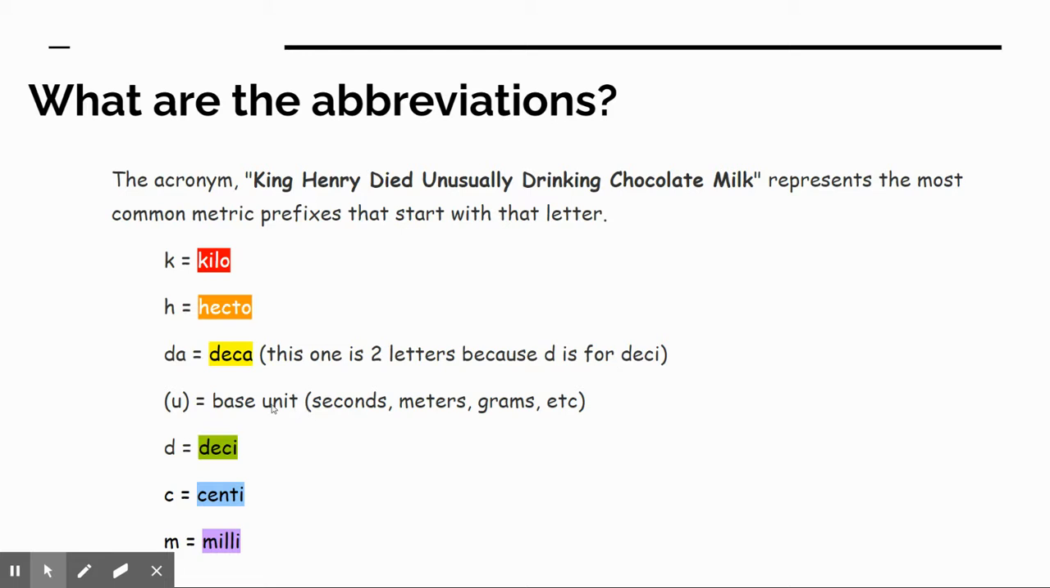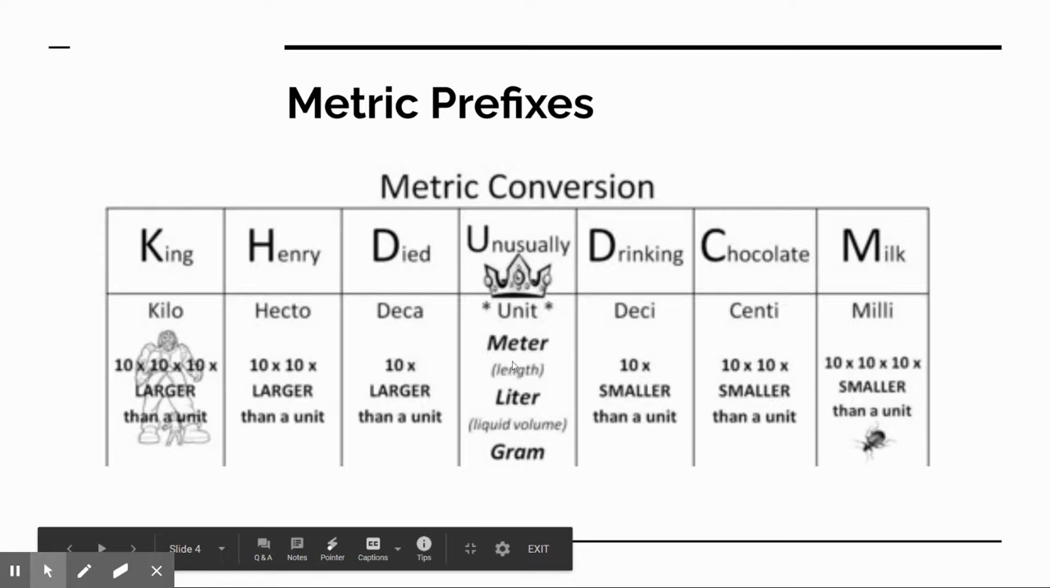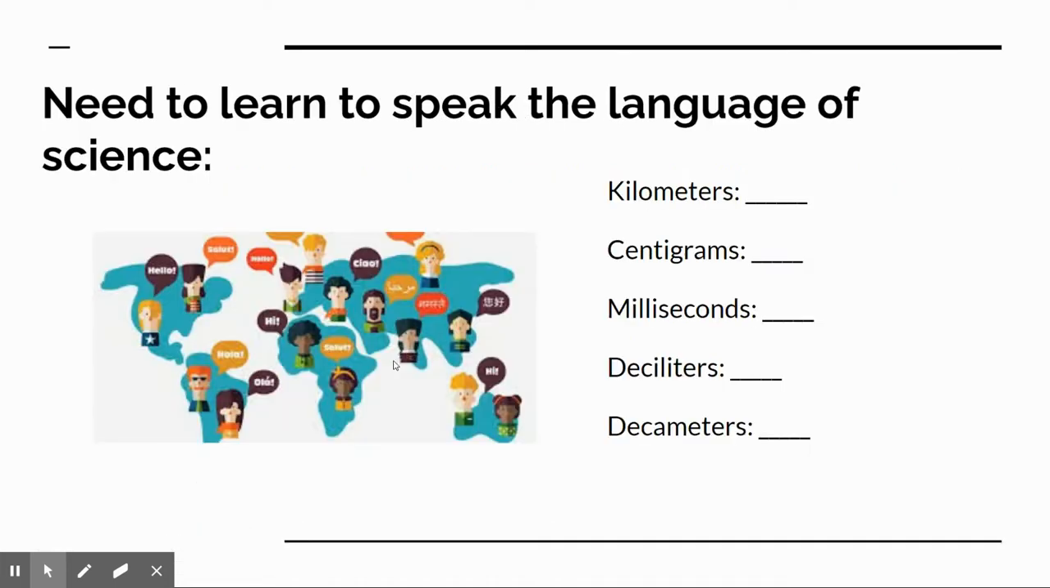The U on the table can represent any base unit. So, like I said, meter and liter and gram are common ones, but you could also use seconds and things like that. So, those are the ones that we will see in here. So, we need to learn to speak the language of science. You can't just randomly shorten this however you want. Take a moment and try these 5 examples. Okay, I trust that you hit pause and you're coming back to it now.